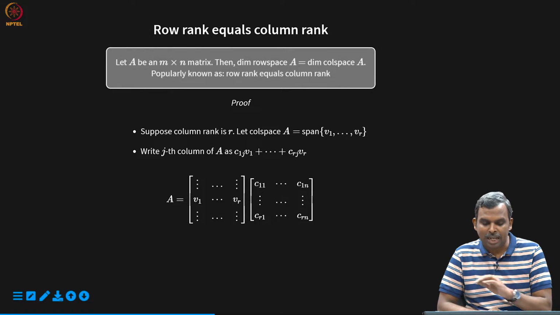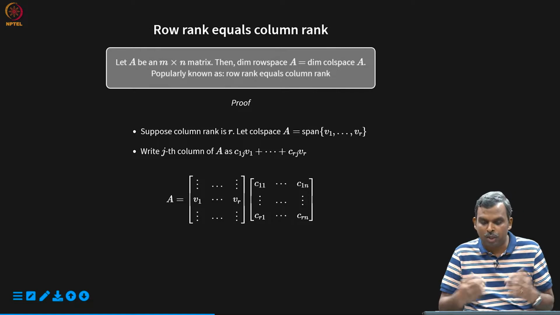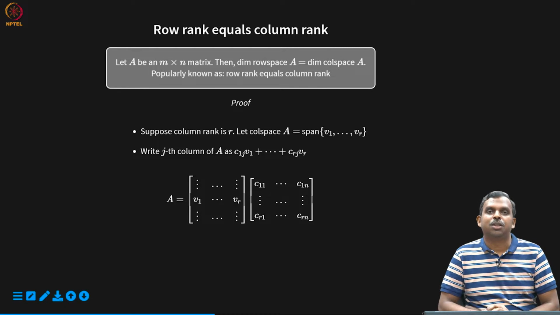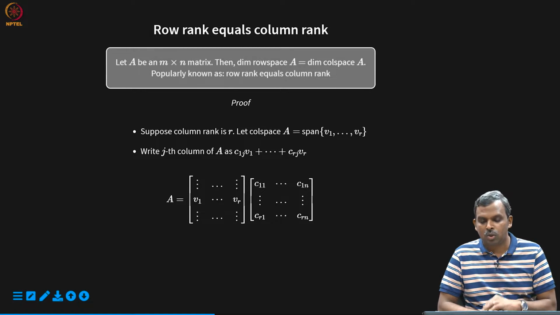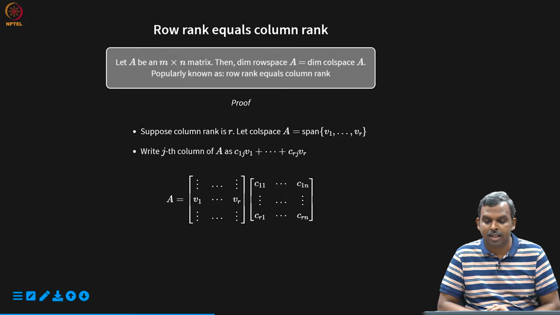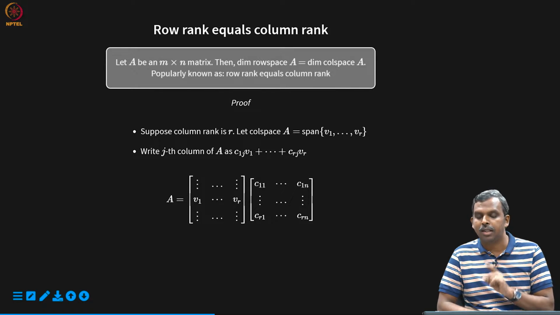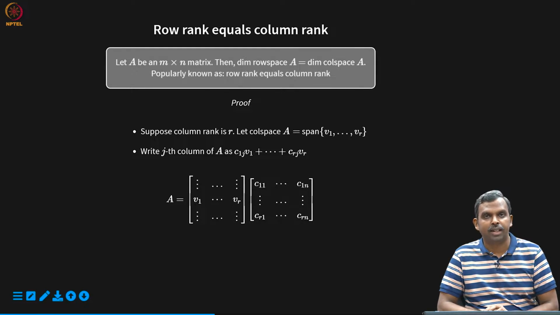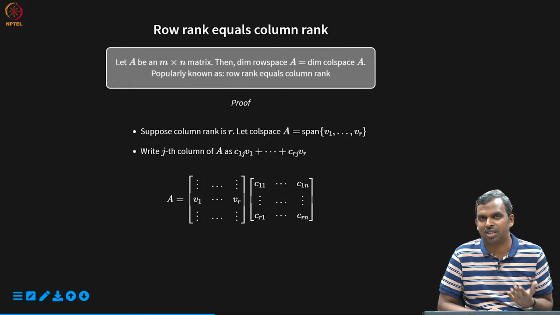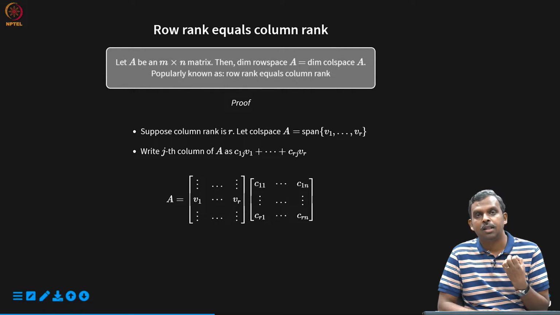So for that I'll assume the column rank is R, some number R. It should be between 0 and m, and 0 and n also, so we'll see later on how these things are related. Let's say column rank is R, which means the column space of A has to be in the span of R linearly independent vectors V1 to Vr. So that's the meaning of dimension, isn't it? The dimension of a space is the number of vectors in the basis, which is also a spanning set.